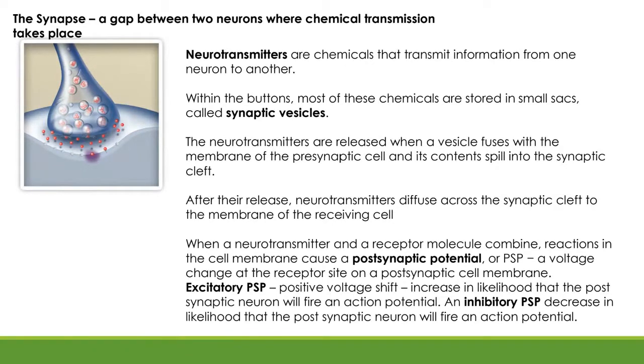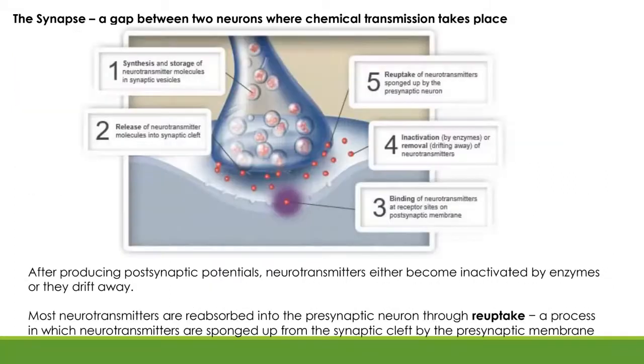So there's two different kinds of postsynaptic potentials: an excitatory one, which means that the next neuron will fire, or an inhibitory one that means it won't. And you'll understand how these work shortly.